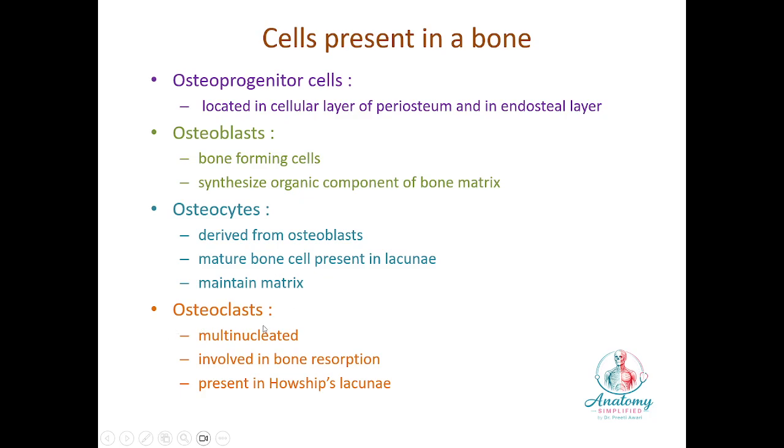What are osteoclasts? These are multinucleated cells. They are involved in bone resorption. So whenever bone remodeling is taking place, or suppose there is a fracture, then first of all you need to clear that area. That is done by bone resorption by osteoclasts. They are present in lacunae called Howship's lacunae. These are multinucleated cells. Let me tell you clearly, you can't see these cells in a ground section of compact bone.